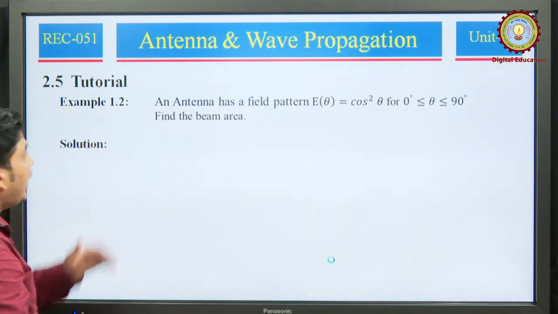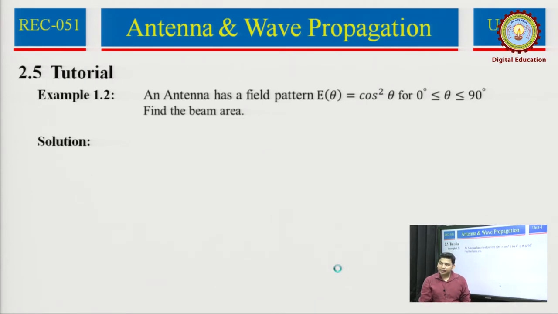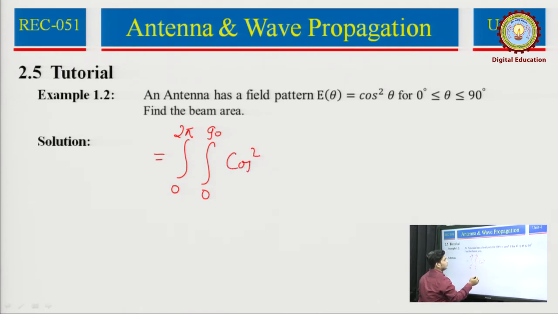Next question. An antenna has a field pattern E theta given as cos square theta and it varies from 0 degree to 90 degrees. Find the beam area. Okay. Now, you need to find out the beam area. Again, same formula, 0 to 2 pi, 0 to 90, into the given value cos squared. This is the field pattern, remember, and we are deriving average power or power density. So, it is the square of the magnitude. Always remember this, most students put this in the wrong way. So, cos squared theta whole square. Because it is especially mentioned as field pattern and we are solving in terms of power. Okay. So, it is a magnitude square.